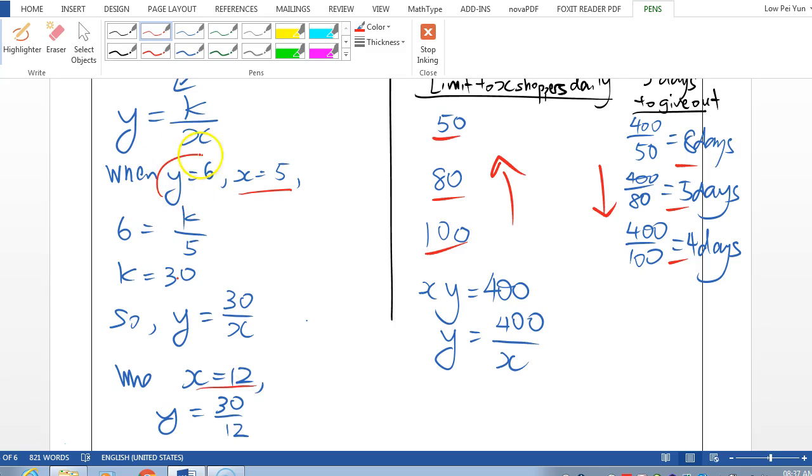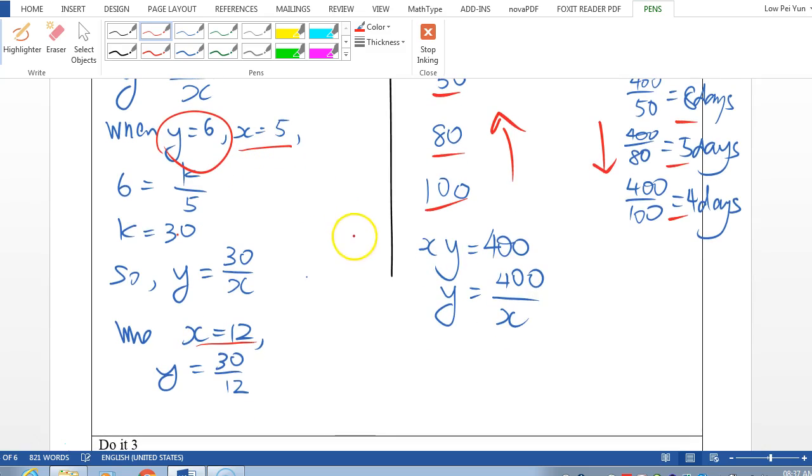Now looking, we have x being 5, now it has been increased to 12. Do you think the answer will be more or less than 6? Remember, this is inverse proportion. So what will y be? Yes, you are right. When x increases, y will decrease. It will be less than 6.